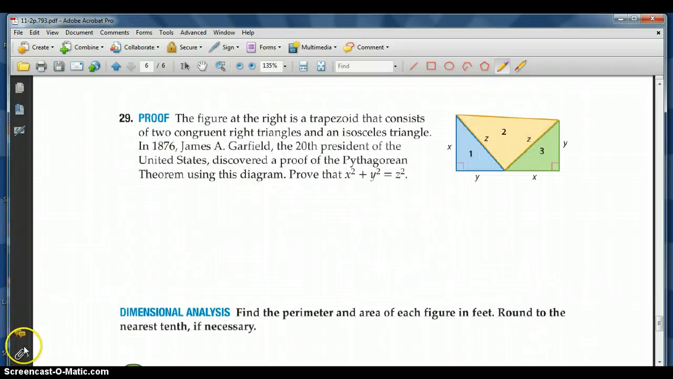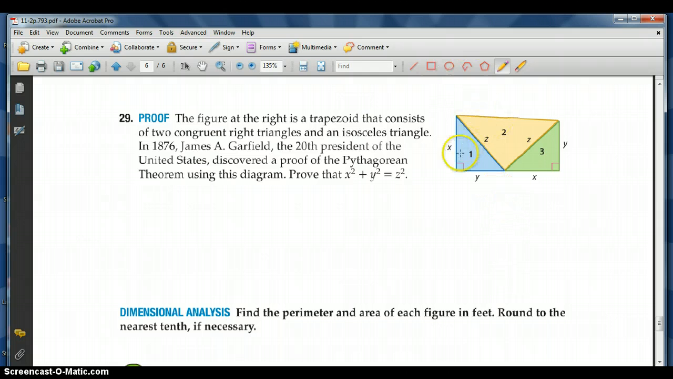On number 29, the figure at the right is a trapezoid that consists of 2 congruent right triangles and an isosceles triangle. In 1876, James A. Garfield, the 20th President of the United States, discovered a proof of the Pythagorean theorem using this diagram. Prove that x squared plus y squared is equal to z squared. So we are proving the Pythagorean theorem on this triangle right here. This leg squared plus this leg squared will be equal to the hypotenuse squared.